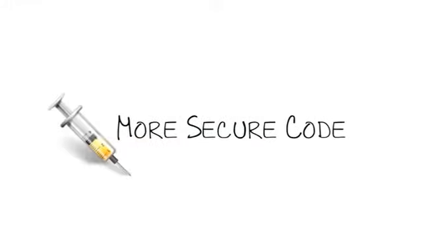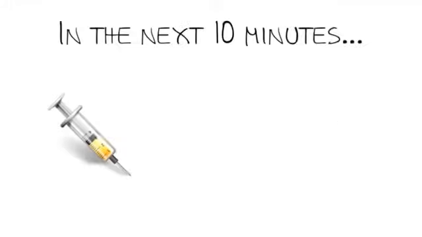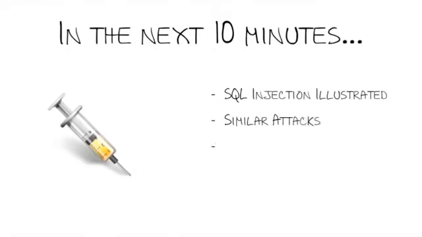This tutorial series is for web developers who want to write more secure code, and learning about injection attacks is a great place to start. So in the next 10 minutes, we're going to go through a common type of injection attack known as SQL injection. We'll then take a look at some other types of injection attacks. I'll show you some common fixes, and towards the end of the video, I'll point you to some useful articles and source code where you can learn more.